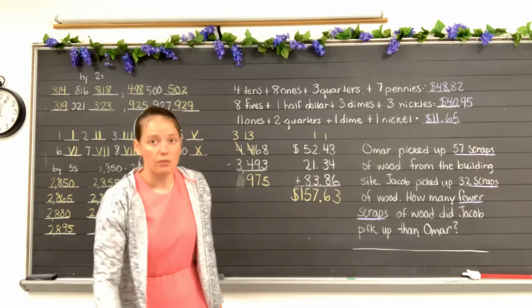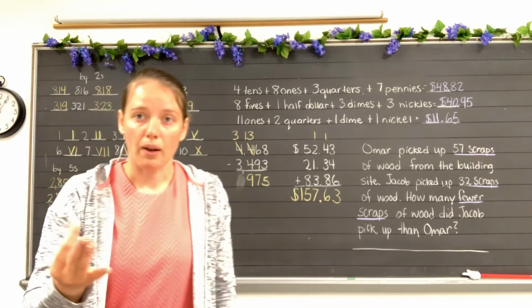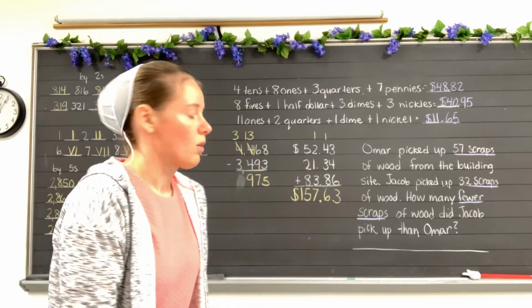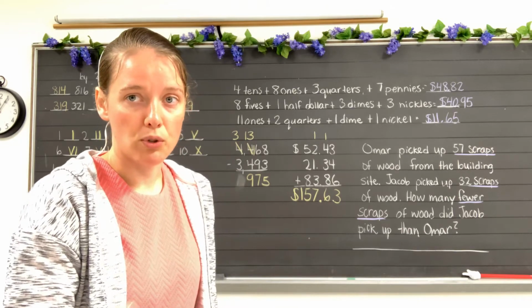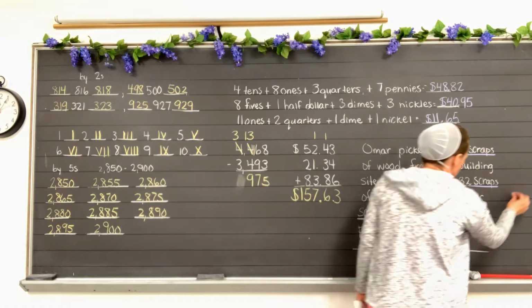So if you're thinking of 57 scraps, right? And then you have 32 scraps, and then fewer scraps. Well, whenever you have fewer, then you have to subtract. Okay, so we have 57 minus 32. What do I look over here?